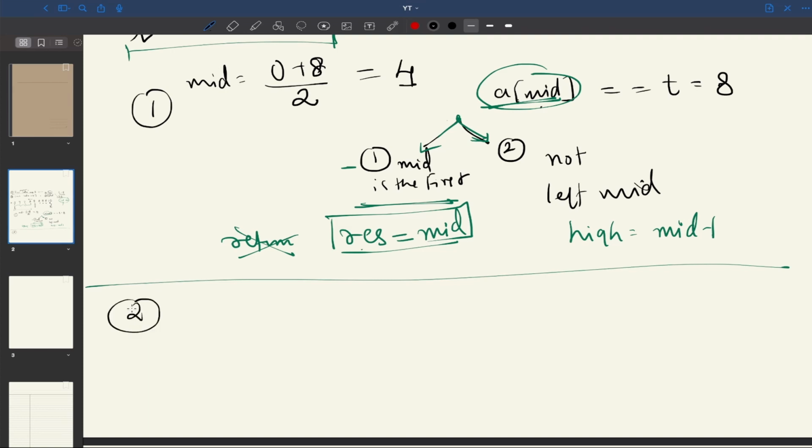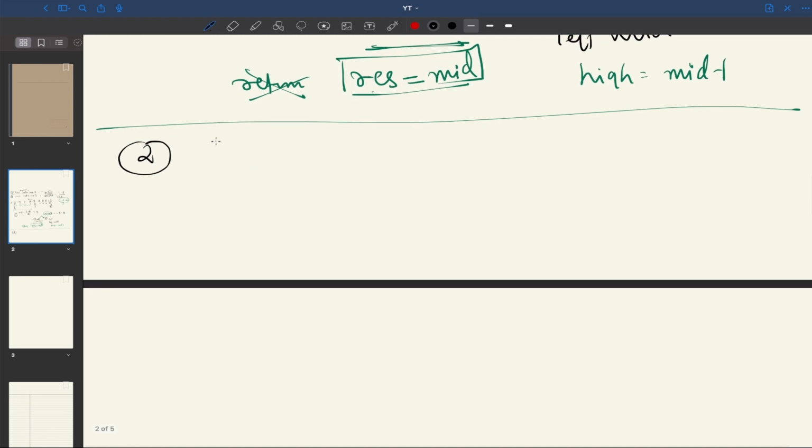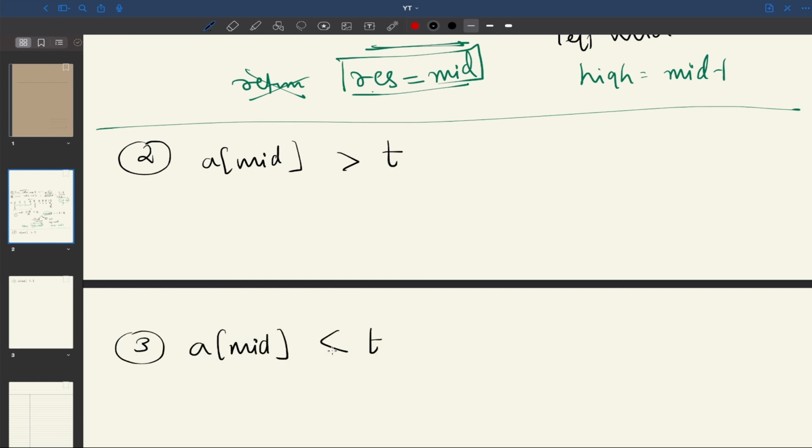There are 3 more possibilities, right? We have learned binary search. So another possibility is that a of mid can be greater than target, and the last possibility is a of mid being less than the target value. Think about this. You are trying to find the first occurrence, or the first appearance, of the target value. If a of mid value is greater than target, what are you going to do?